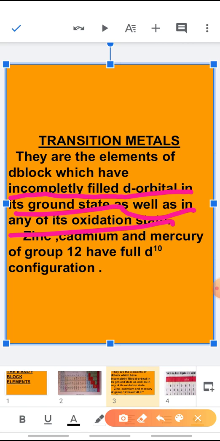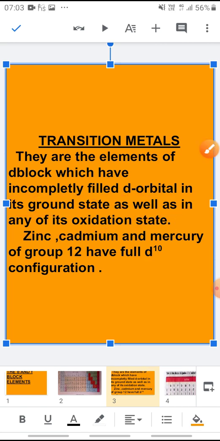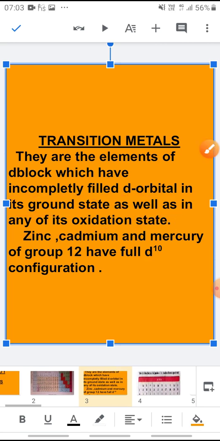they are called the transition elements. Now, children, if we see the electronic configuration of these elements, say for scandium, the electronic configuration is 3d1 4s2. For titanium, 3d2 4s2. But if we see copper, it is 3d10 4s1. That means the d orbital is completely filled.